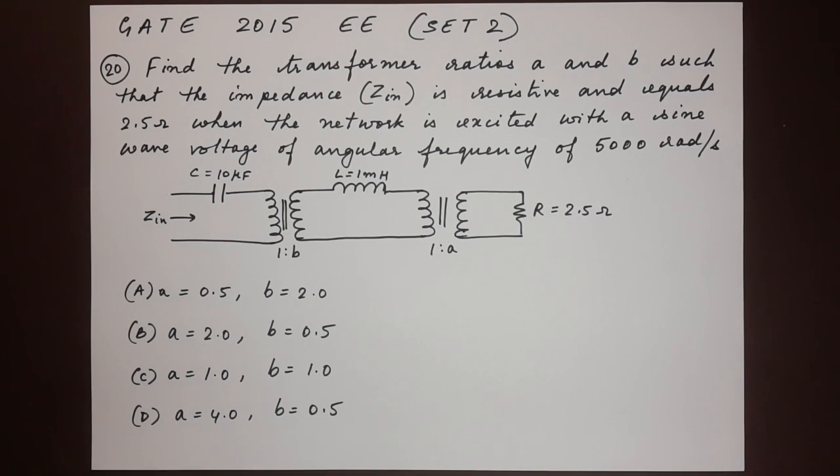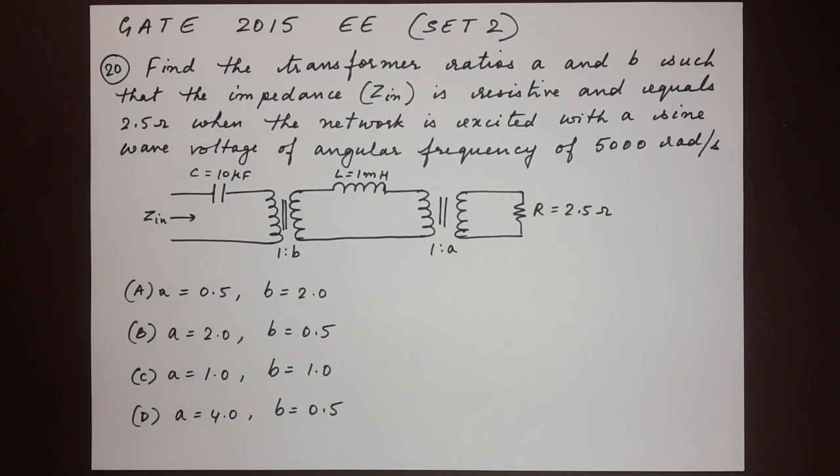Here is our next question, number 20. Find the transformer ratios A and B such that the impedance Zin is resistive and equals 2.5 ohms, when the network is excited with a sine wave voltage of angular frequency of 5000 radians per second.